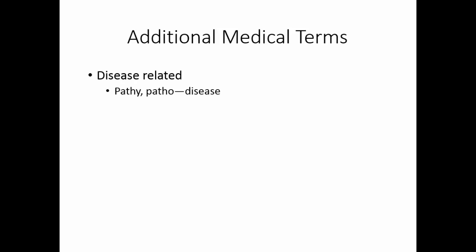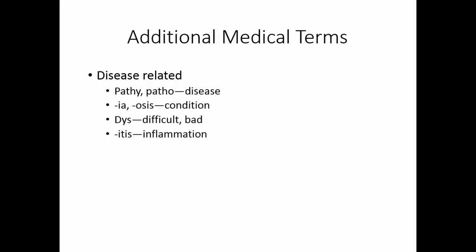Some of the things that are disease related: pathy at the end of the word or patho in a word somewhere means disease. IA or osis at the end of the word means condition. So pneumonia is the condition of air. This is a problem with the lungs. Dis means difficult or bad. Itis means inflammation. Itis is a very important medical term because you can call in and say you have a sore throat if you're sick, or you can call in and say you have pharyngitis, which is an inflammation of the throat, which sounds more deadly. Oma means tumor, and algia means pain.